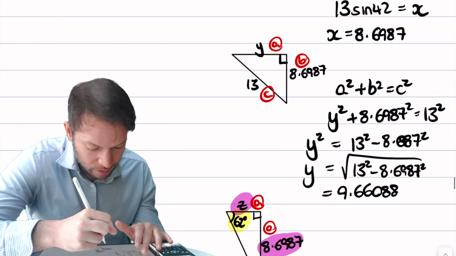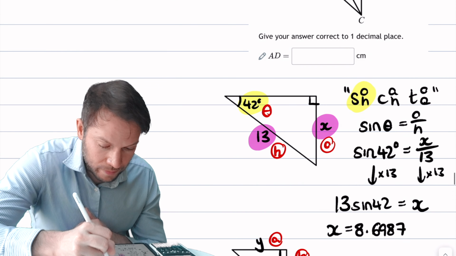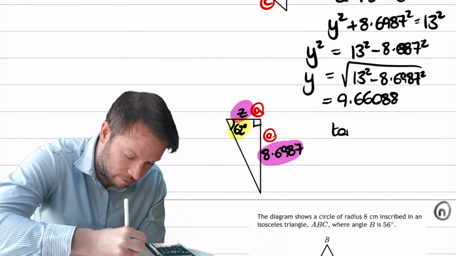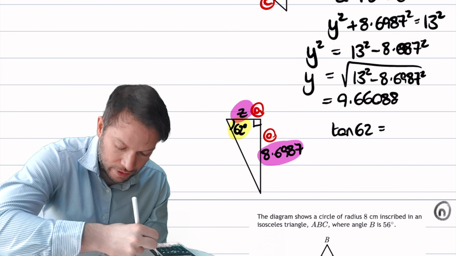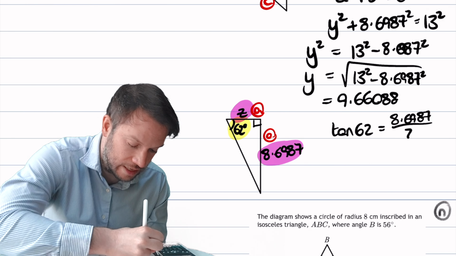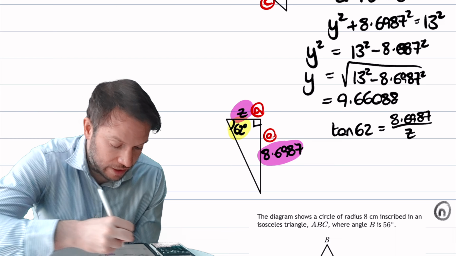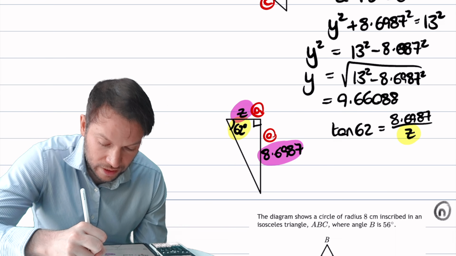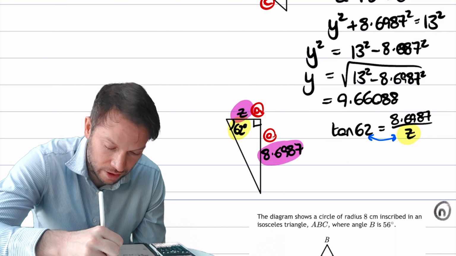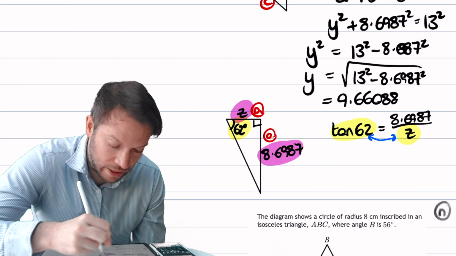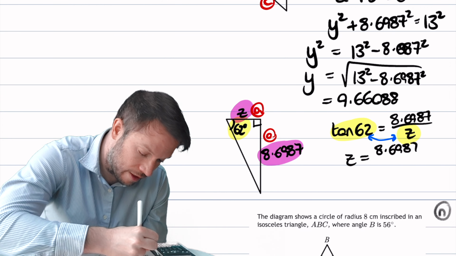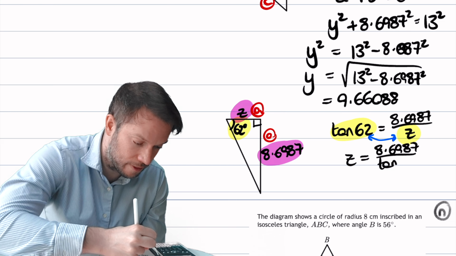Now, if we look at our SOHCAHTOA, we're involving O and A, so it's tan, isn't it? So we have tan of the angle of interest, 62, is the opposite, 8.6987, over the adjacent, which is Z. Now remember, if the variable is in the denominator, the quick way to deal with it is just to swap the thing you're dividing by and the result of the calculation. And if you do that, you get Z is equal to 8.6987 divided by tan 62.